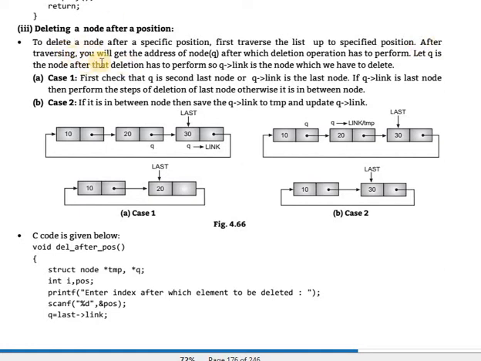After traversing, you will get the address of the node, the queue variable, after which the deletion operation has to be performed. Let queue be the node after which deletion has to be performed. So queue link is the node which we have to delete.